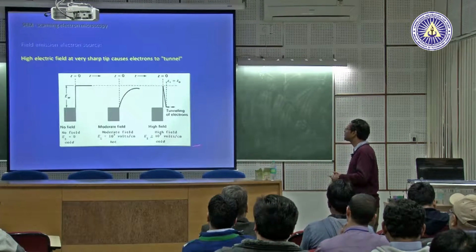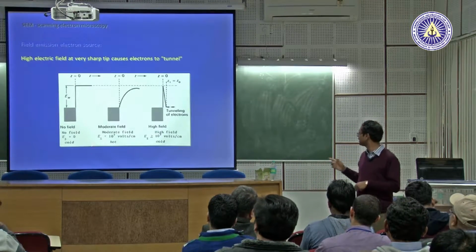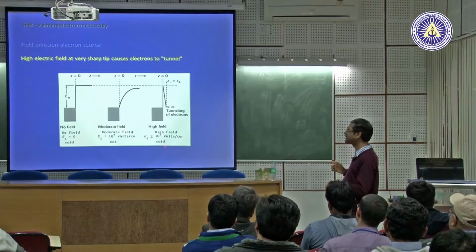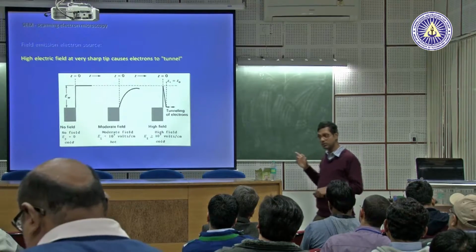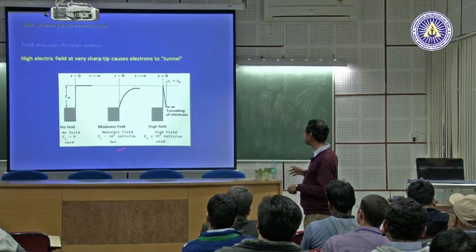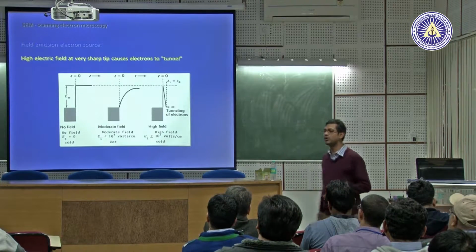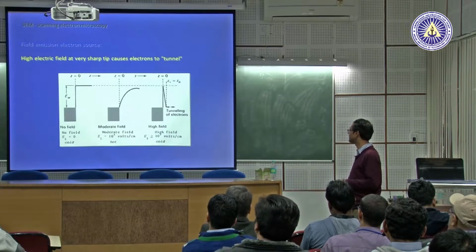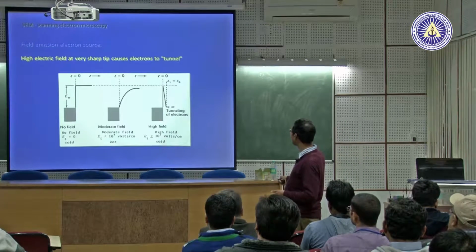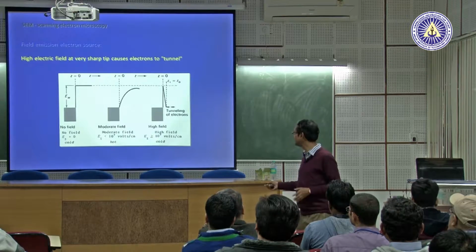So this is the source which is used widely. You can see the field to be applied is 10 to the 7 volts per centimeter. If you want to use a cold source, you don't heat it up. Heating is very small here, even if you are heating it, of the order of 40 to 50 degrees Celsius. But nowadays all SEMs, even our SEM, have a cold FEG. We don't heat these things at all.